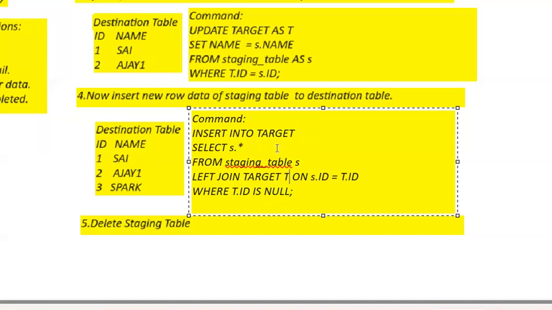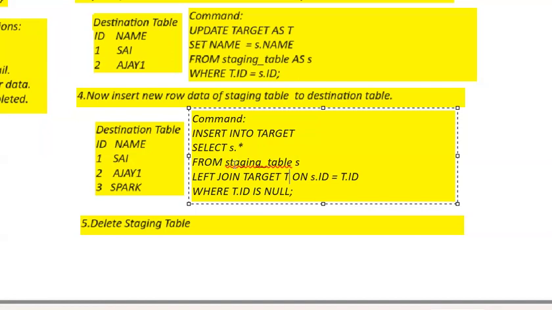So whatever the staging table IDs we are taking, those IDs do not match with the target table ID. Those only we are taking here, where T.ID is null. What is the T? T is the target table, right? So that ID is not present in the target table. Those only we are taking. So this effectively filters out the duplicate records and only inserts new records into my target table.